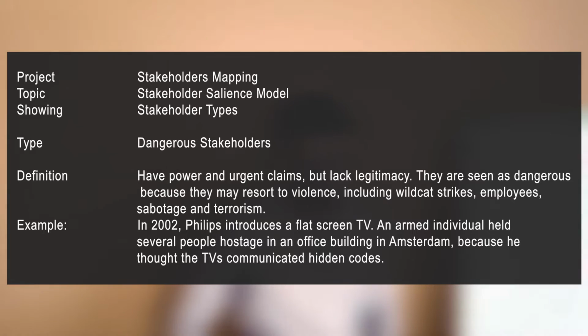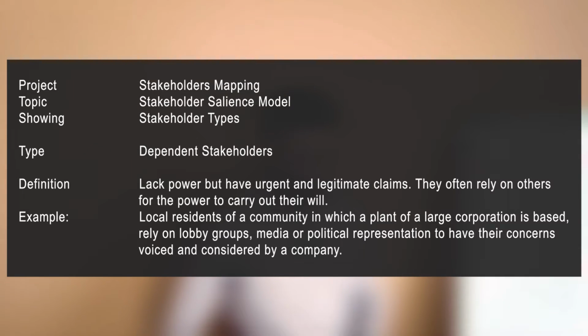For example, in 2002, Philips introduced a flat-screen TV. An armed individual held several people hostage in an office building in Amsterdam because he thought the TVs communicated hidden codes. The dependent stakeholders lack power but have urgent and legitimate claims. They often rely on others for the power to carry out their will.